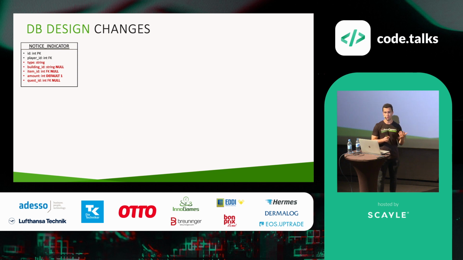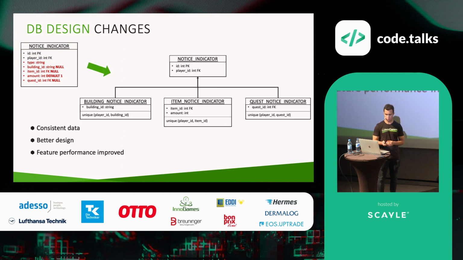So I would say, hey, I got a new item or I got a new building, and you're having to rely on a string column to run that logic. After some refactoring, what we came up with was this design using table inheritance.